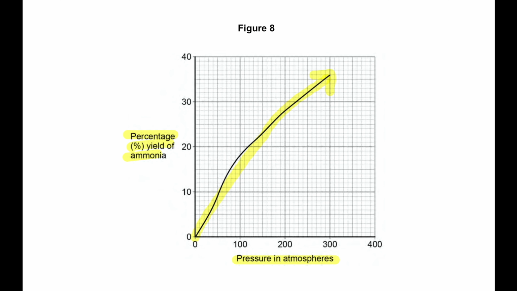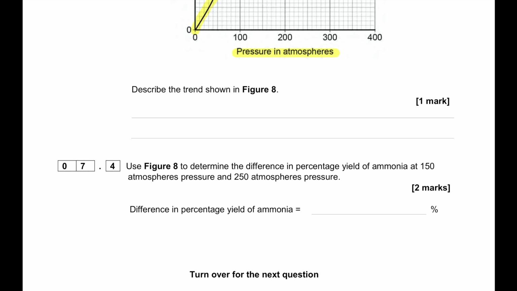Guys, if you don't know what percentage yield is, it is the percentage of product that is made at the end of the reaction. The remainder is unreacted. When you see a 40% yield, that means 40% has turned into product, the remainder did not turn into product. Describe the trend shown in figure 8. So the trend: as pressure increases, percentage yield increases.